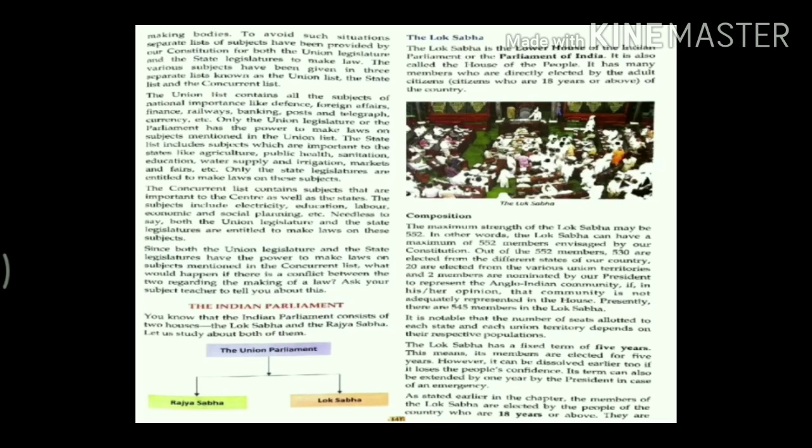The Lok Sabha is the lower house of the Indian Parliament, the Parliament of India. It is also called the House of the People. It has many members who are directly elected by the adult citizens, that is citizens who are 18 years or above in the country. So it is known as the lower house or House of the People, and here members are elected directly by the citizens of our country.